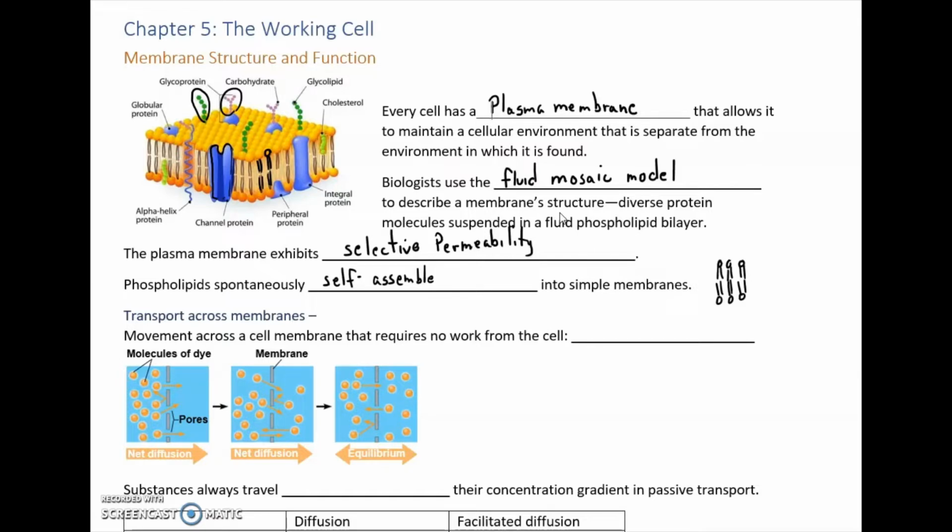So I've said that the membrane here is selectively permeable. So now we need to talk about transport across it, because we do need to get things into the cell and things out of the cell. Some movement across the cell membrane requires no work, and we call this passive transport. Substances will move from greater concentration to a lesser concentration.